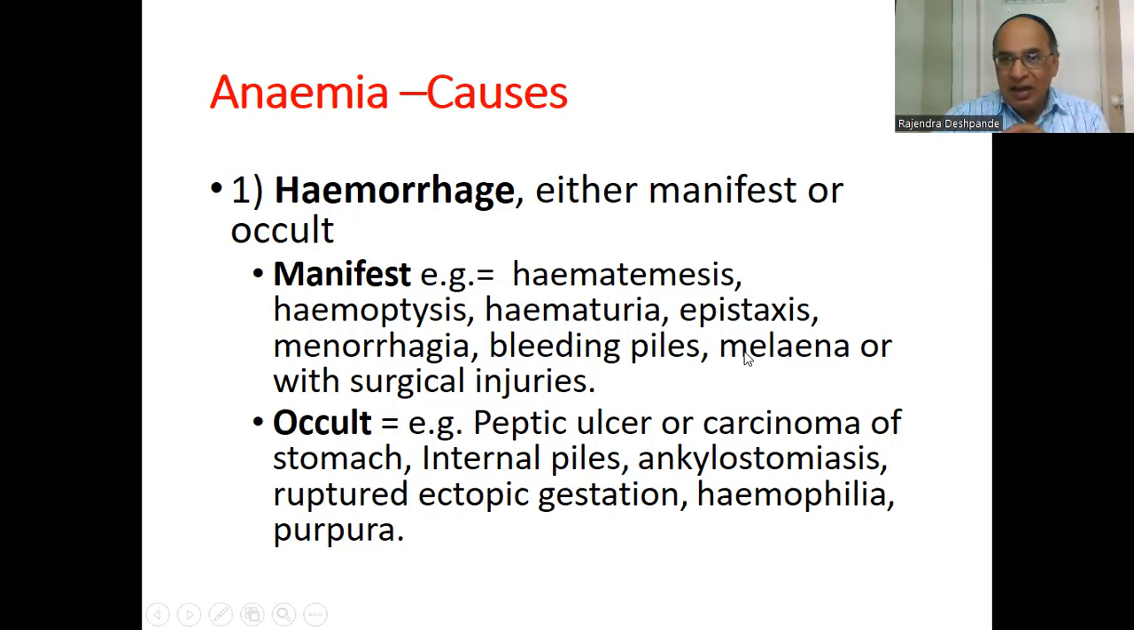Then malina. Malina actually is not manifested. Here I have mentioned surgical injuries. That can create some type of bleeding at some time, on very rare occasions. But here also malina is not really manifested. It is called occult bleeding. What is malina? What is malina?